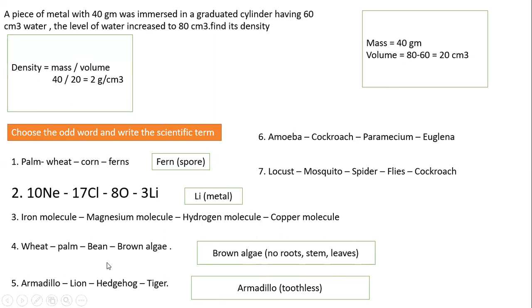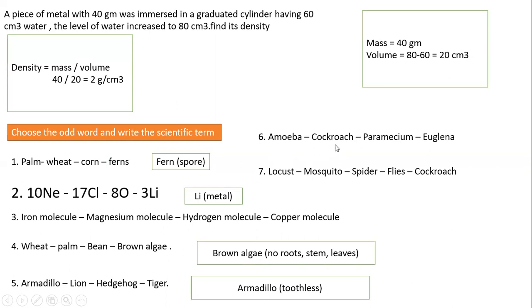So wheat, palm, bean, brown algae. So it will be here brown algae, because brown algae has no roots, no stem, no leaves. It has root-like, stem-like, and leaf-like parts. But wheat, palm, and beans have true roots, true stem, and true leaves. Armadillo, it's okay. I think you will take armadillo because armadillo, toothless or teethless, is edentate.